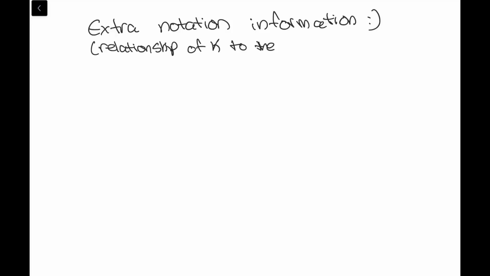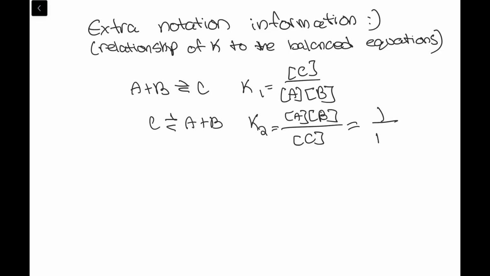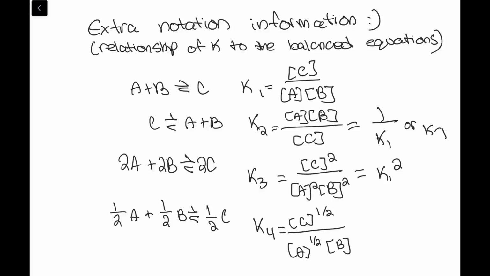Let's quickly talk about the notation for K. Now, this is in relation of K to the balanced equation. So let's say we have a regular equation. We know we could write it with products over reactants. The reverse reaction will be exactly the opposite and can also be written as 1 over K1. Now if we double it, it's the same thing. We just square every term or just square the total K. And same thing, if we halve it, we raise it to the power of one half.